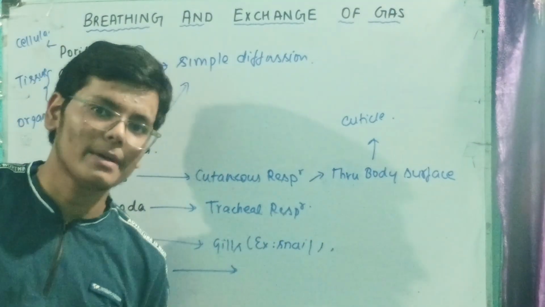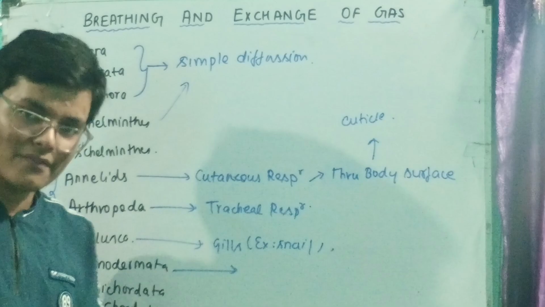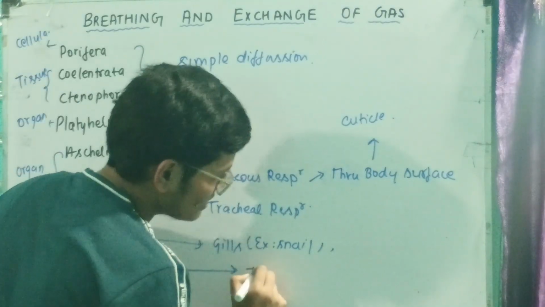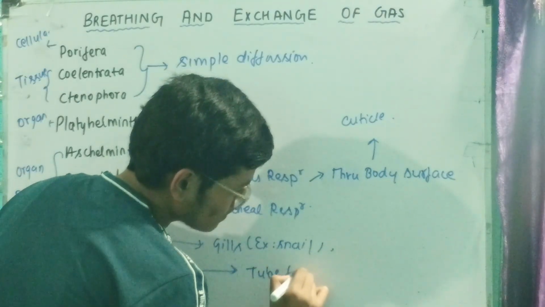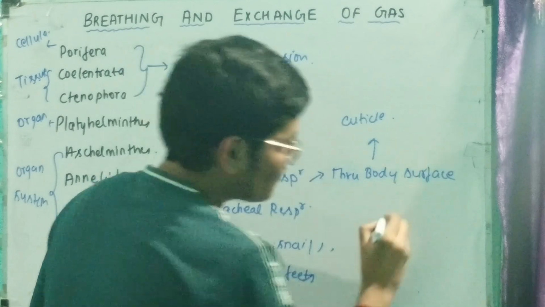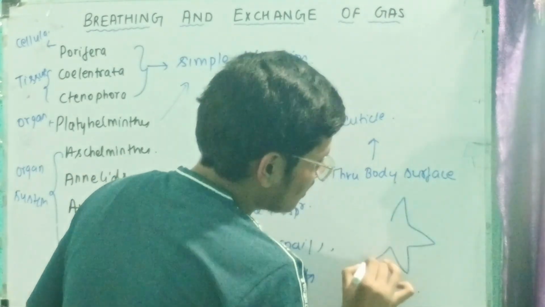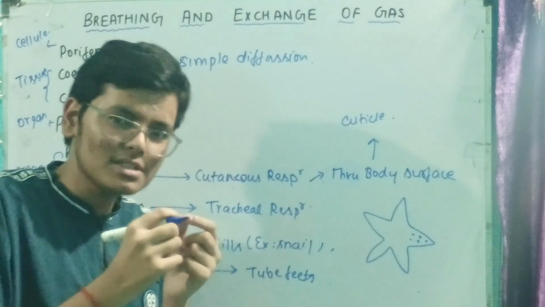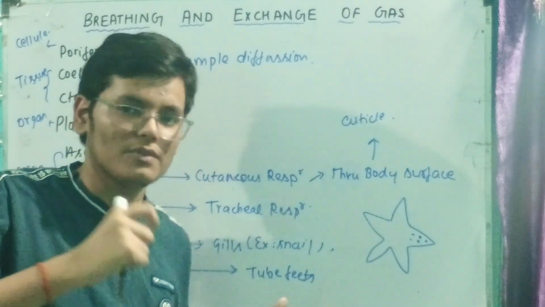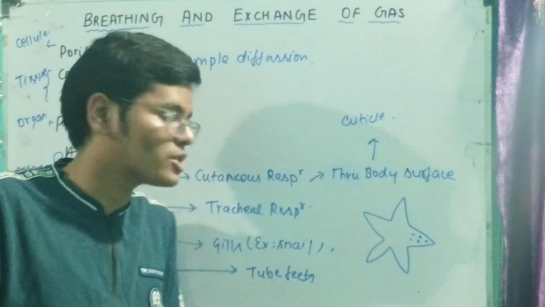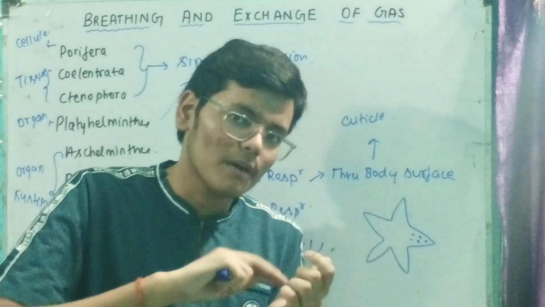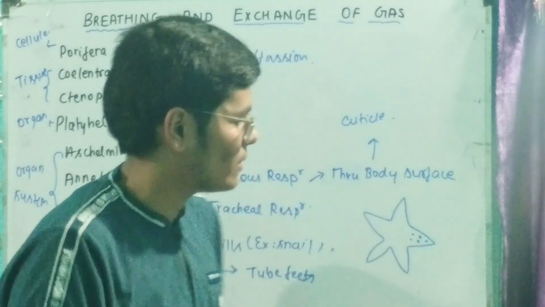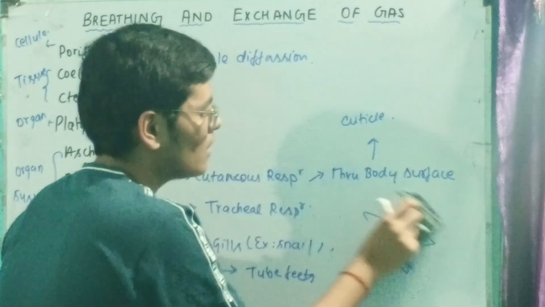Echinodermata. Echinodermata's prime example is starfish, and they use structures called tube feet. So nothing but their feet have small structures which are known as tubes, which are present on their feet, that is why they are known as tube feet, and they have the ability to exchange the gases between the surrounding and their own inside body.